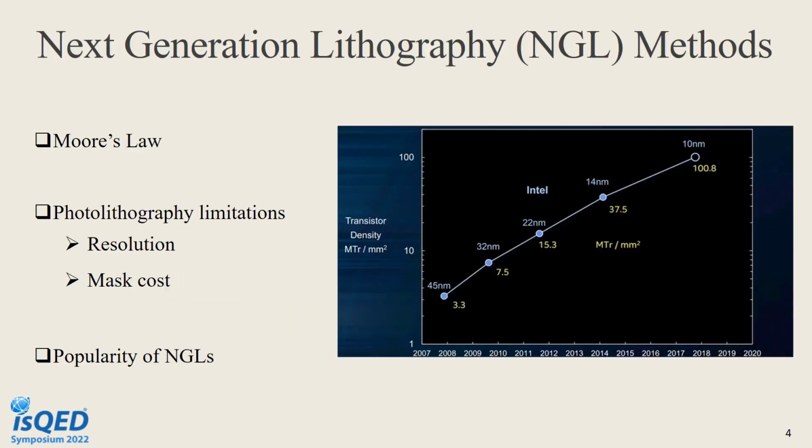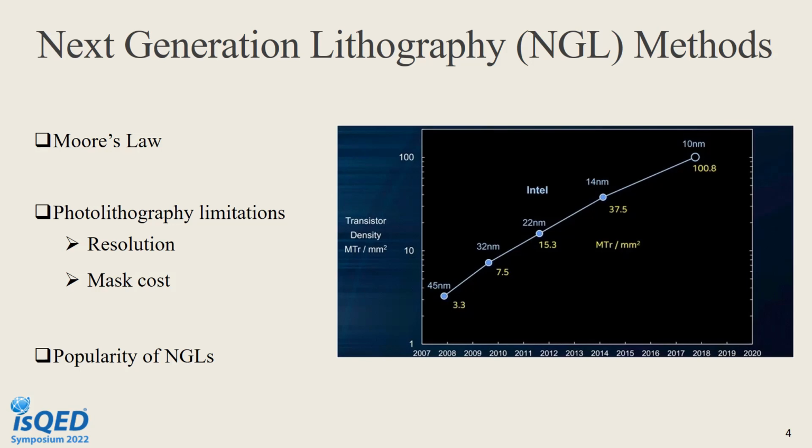So why do we use the next generation lithography methods, or NGLs, and what are the NGLs? Based on Moore's law, the number of transistors in a specific area of the chip will be doubled approximately every 2 years. So the transistors are getting smaller and smaller, and we need better resolution to fabricate these semiconductor devices. The traditional lithography method, that is called photolithography, has 2 limitations: the resolution and also the mask cost.